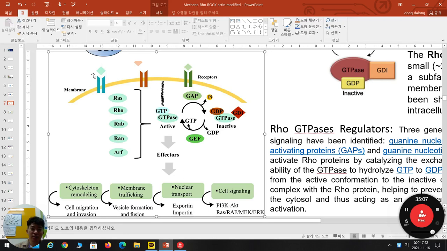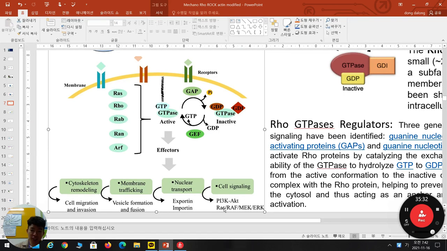When the cell is taking up a certain signal, or a receptor, or a physical factor, the GTPase in its active form binds to the membrane, right? This activation can be mediated by Ras, Rho, Rap, Ran, Arf, some protein signaling. And then when they are activated: PI3K, AKT, Ras, MAPK, exporting, importing, nuclear transport, membrane trafficking, exosome formation and fusion, cell migration, invasion, or cell spreading. Many things can start from this GTPase activation, right? So this is very upstream.